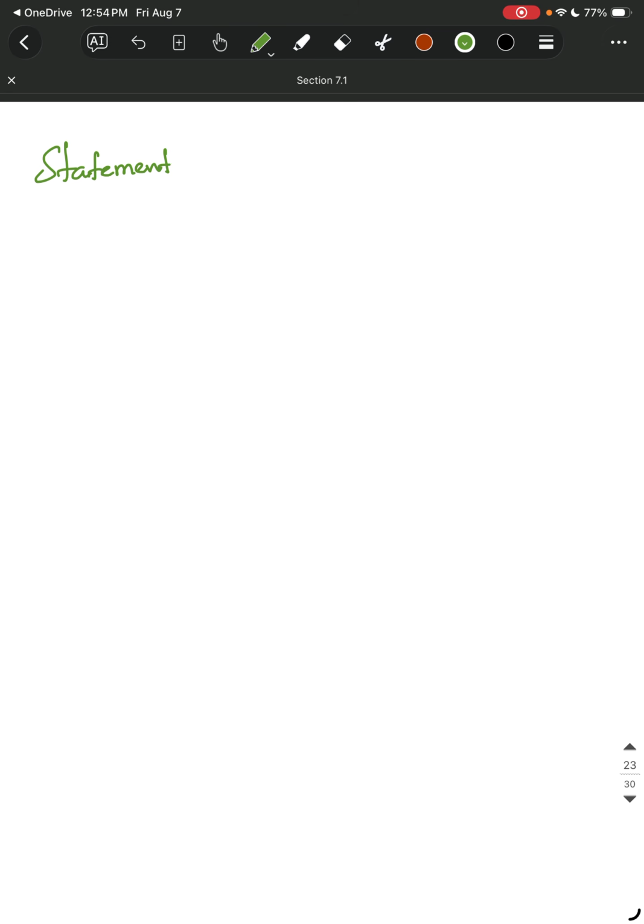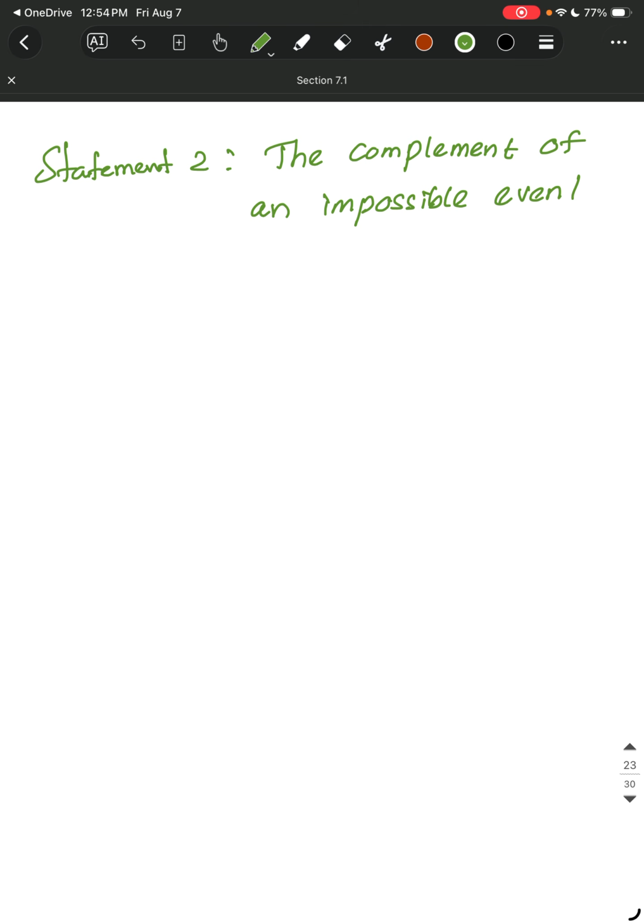The complement of an impossible event is a certain event. Yes, true. Okay, for additional practice you can see the exercises. Okay, then let's go for the common mistakes.